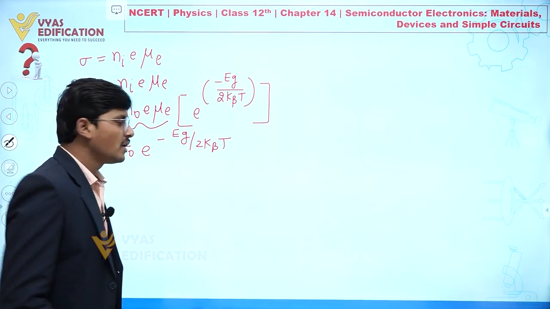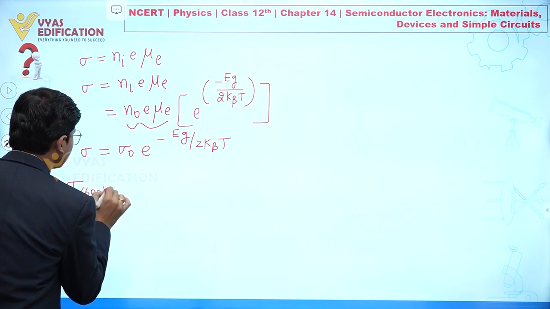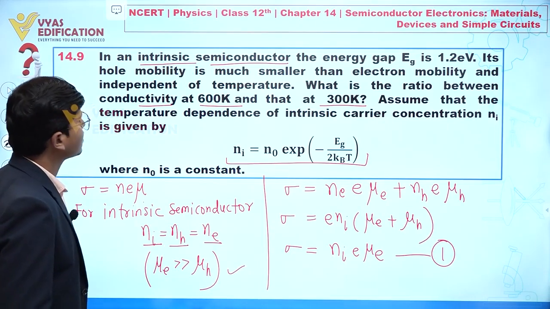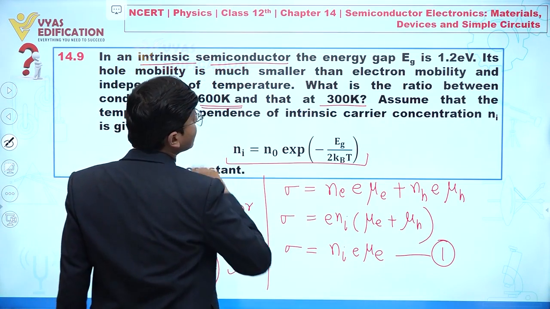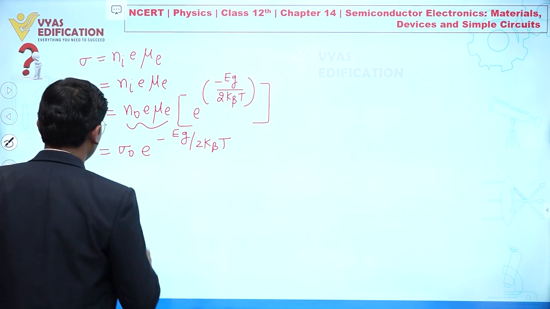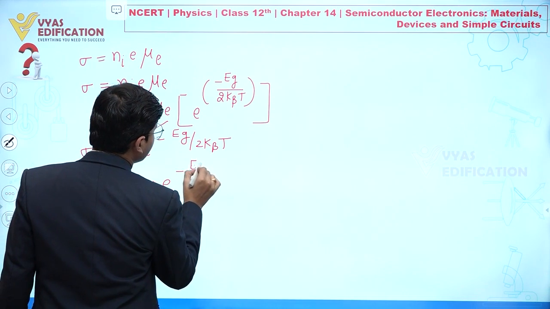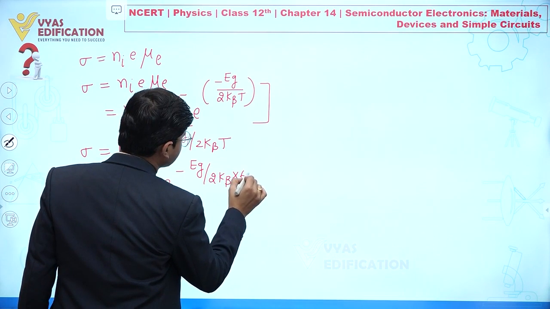Now if I write this value at 600 Kelvin, as given in this question, we have to find the ratio of conductivity at temperature 600 Kelvin and at 300 Kelvin. So we can say this is given by sigma naught e to the power minus Eg divided by 2 kB multiplied by 600.